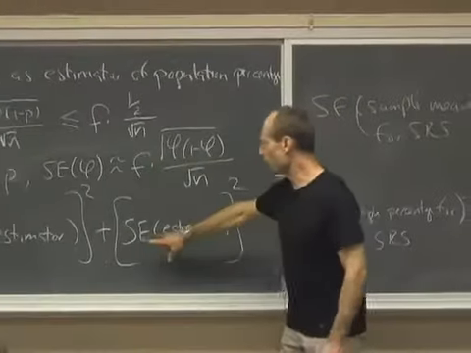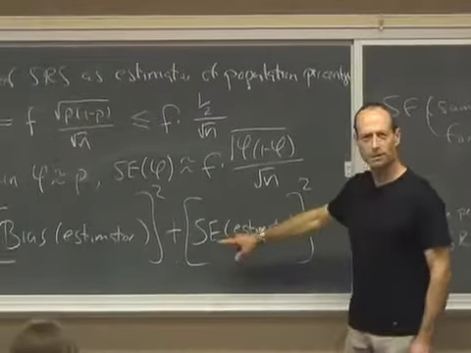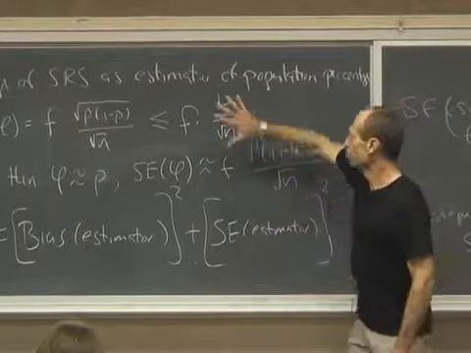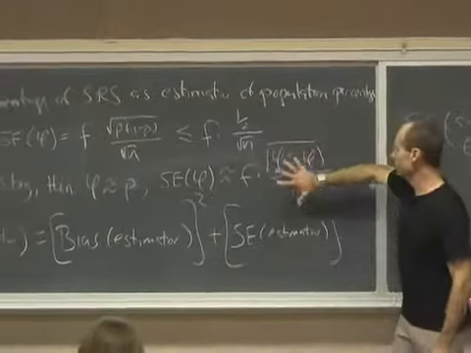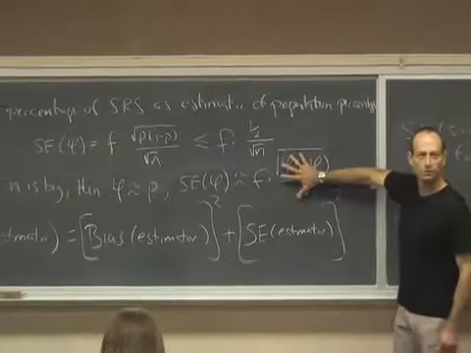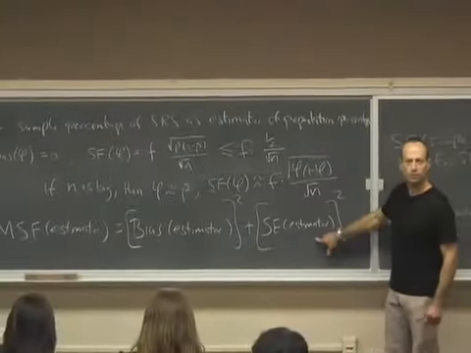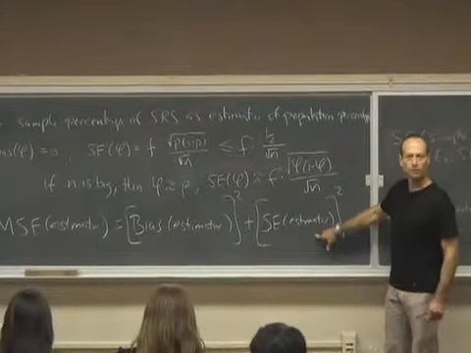What would our estimate of the mean squared error be then? We know it's not bigger than this thing squared, and if the sample size is big, it ought to be about this thing squared. Right? That's this term that we're worrying about.